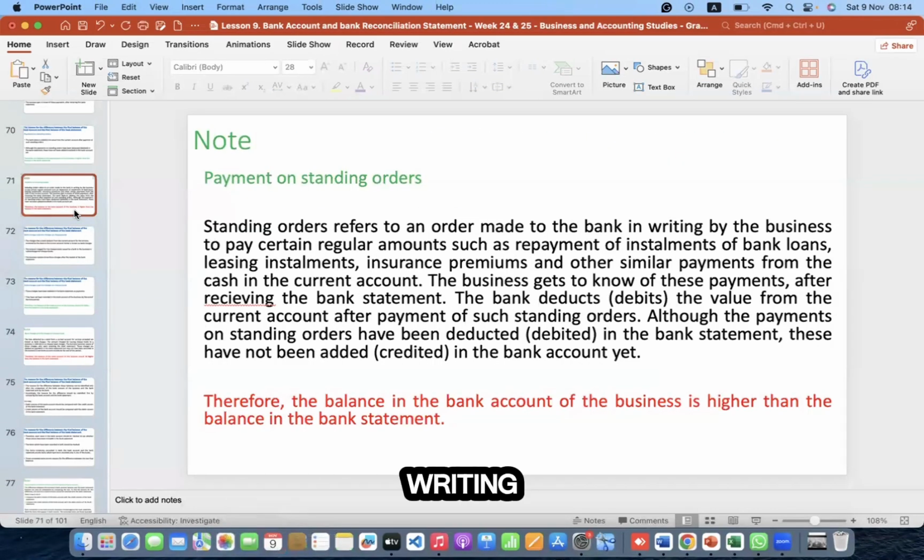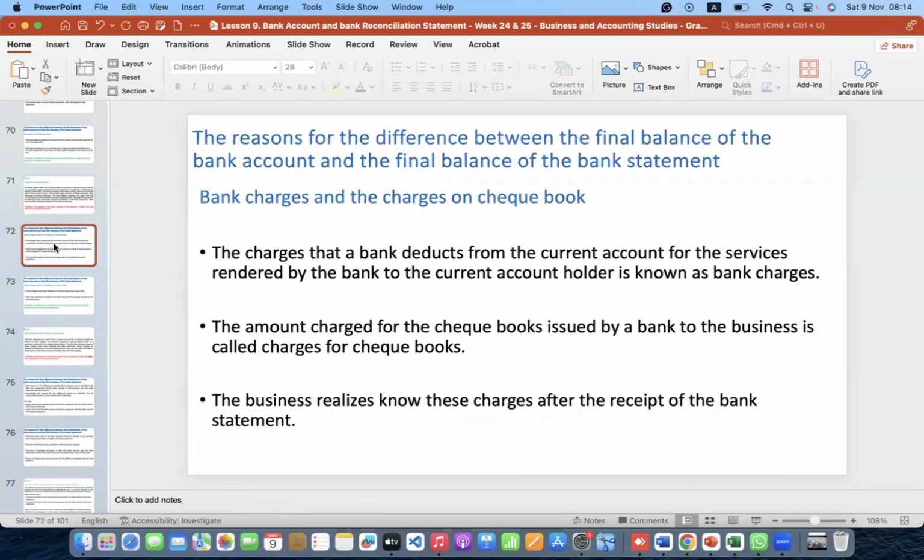So writing the note is the homework. Okay. And the thing that Danushkan asked earlier also. Now we are coming to another section called bank charges and the charges on the checkbook. Another reason, the final reason why the bank statement balance and the bank account balance is changing.